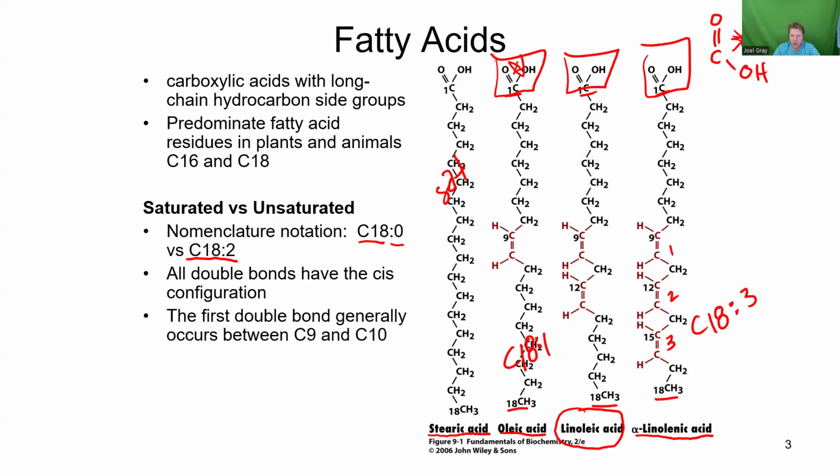Now, the first double bond, whenever we're looking at any fatty acid, is generally between carbon number 9 and carbon number 10. Now, this numbering: the carboxylic acid is going to get carbon number 1 because it's referred to as being the highest priority. So the convention is that we start from carbon number one, the carboxylic acid, and number off from there. Here we've got a double bond between carbon number 9 and 10. So that's where typically your first double bond is going to be.